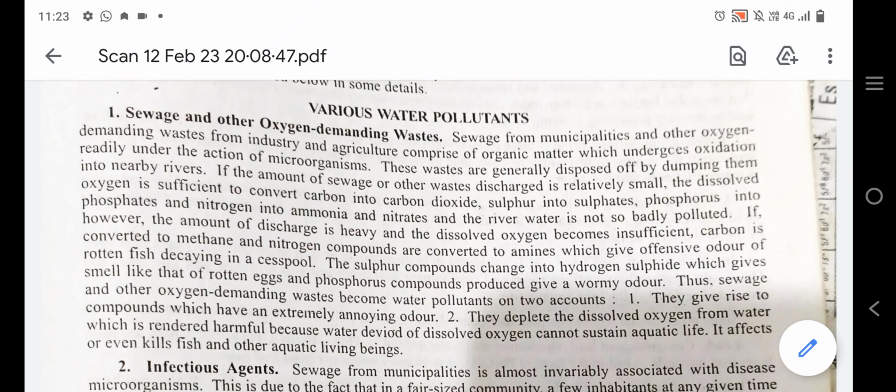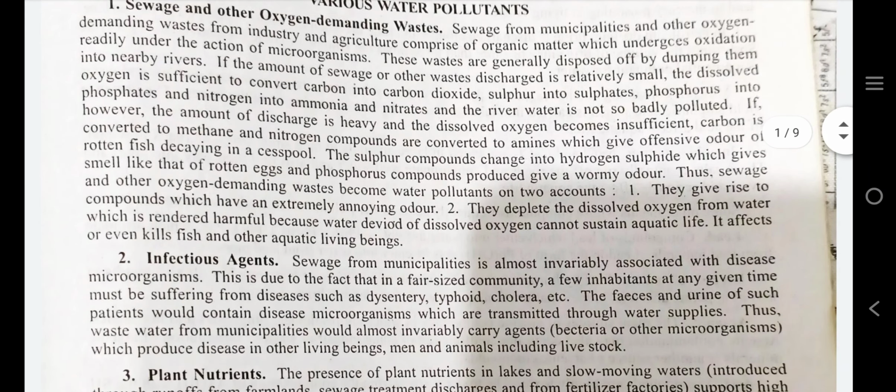The sulfur compounds change into hydrogen sulfide, which gives a smell like that of rotten eggs, and phosphorus compounds produced give a wormy odor. Thus sewage and other oxygen demanding waste become water pollutants on two accounts. They give rise to compounds which have an extremely annoying odor. They deplete the dissolved oxygen from water, which is rendered harmful because water devoid of dissolved oxygen cannot sustain aquatic life. It affects or even kills fish and other aquatic living beings.